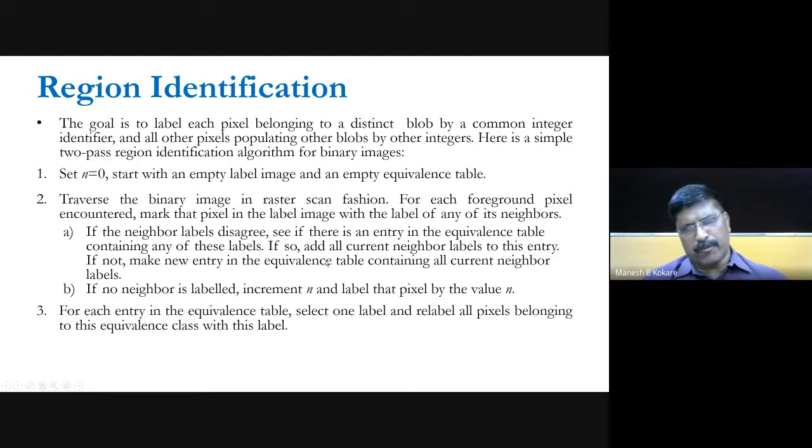For example, if it is not connected either in 4-connectivity or 8-connectivity, you have to label it with a new number, like a new region. The first one is the first region, then the new number will be the second region, then the third region, and so on. So if no neighbor is labeled, increment n and label that pixel with the value n. n is nothing but the number of regions, right? Then for each entry in the equivalence table, select one label and relabel all the pixels belonging to this equivalence class with this label.